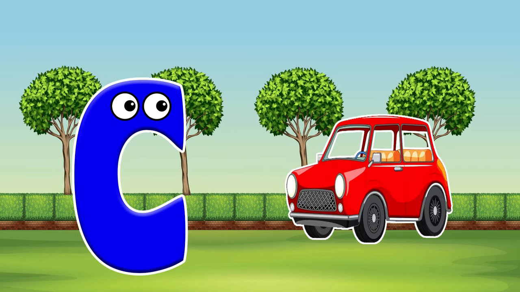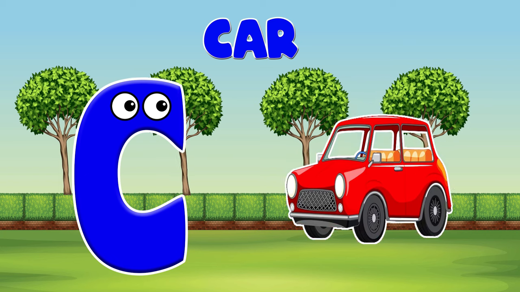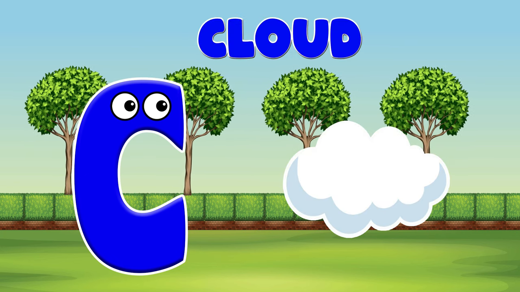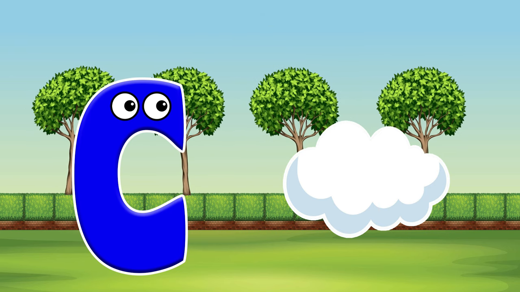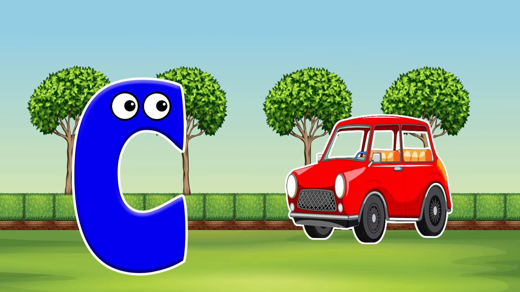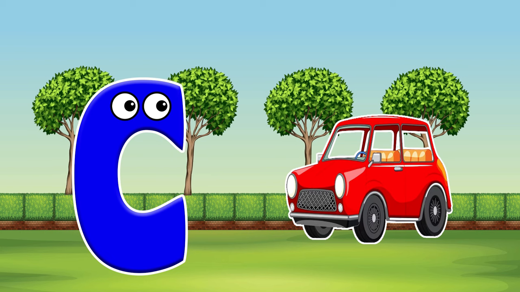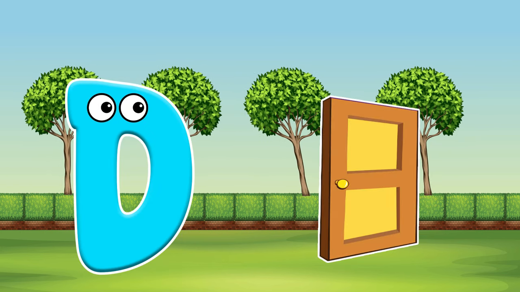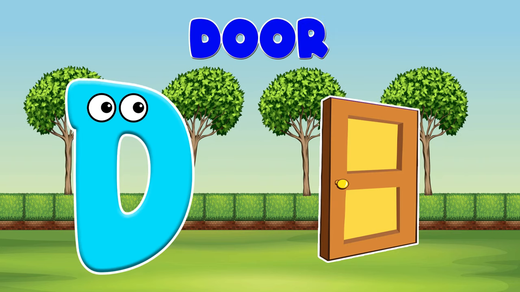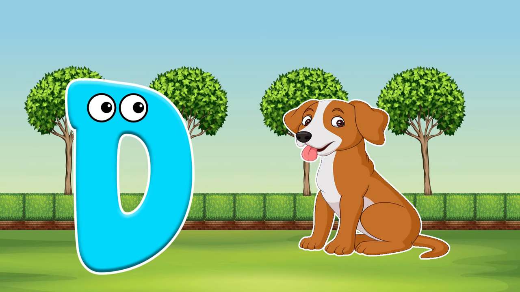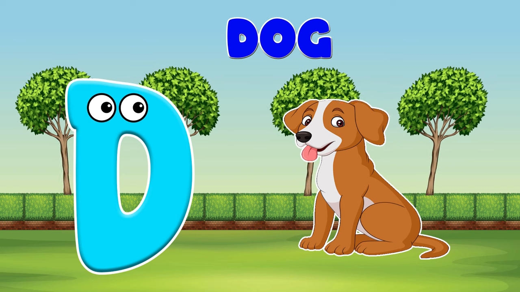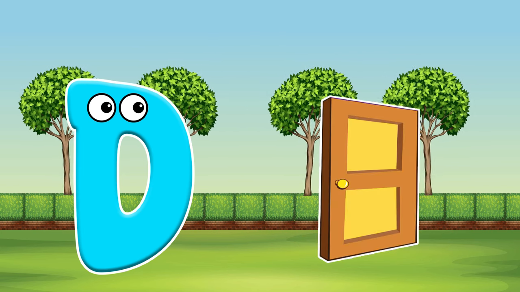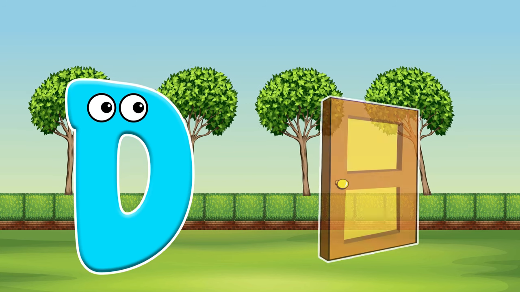C is for car, c, c, car. C is for cloud, c, c, cloud. D is for door, d, d, door. D is for dog, d, d, dog.